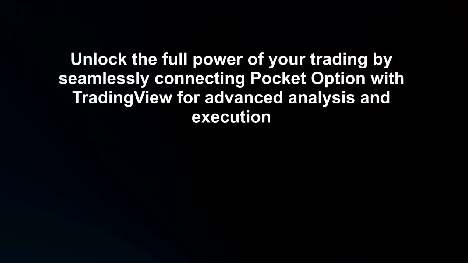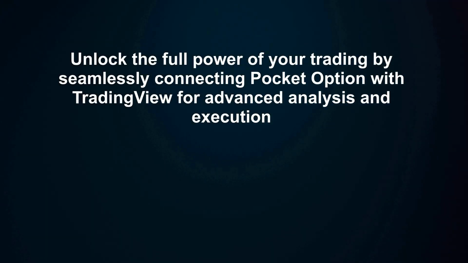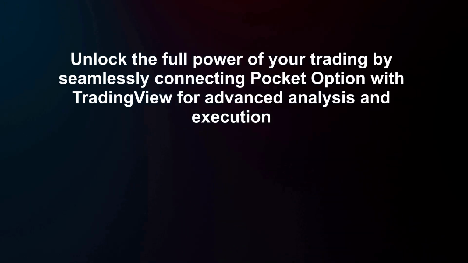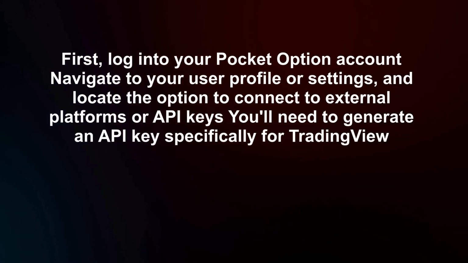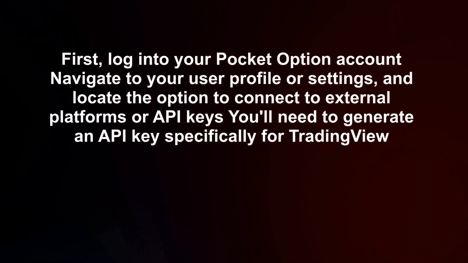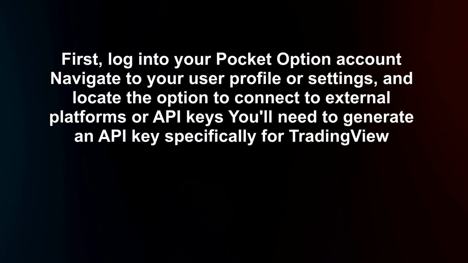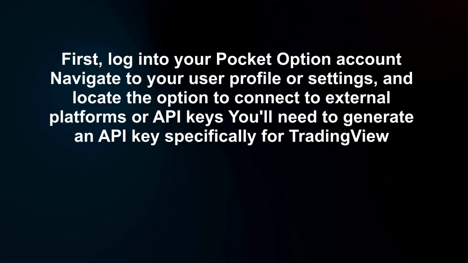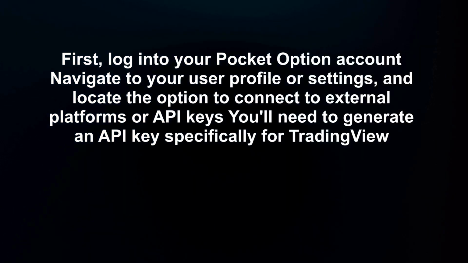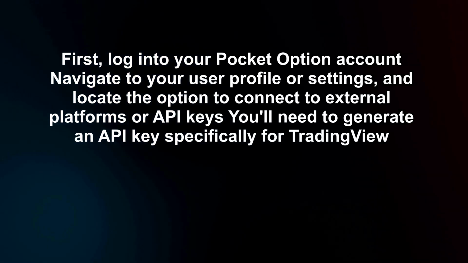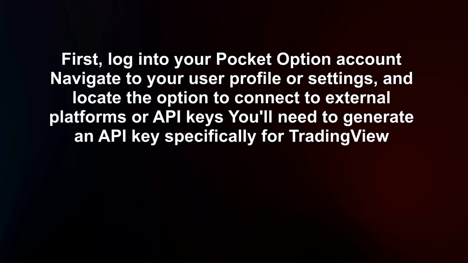Unlock the full power of your trading by seamlessly connecting Pocket Option with Tradingview for advanced analysis and execution. First, log into your Pocket Option account, navigate to your user profile or settings, and locate the option to connect to external platforms or API keys. You'll need to generate an API key specifically for Tradingview.